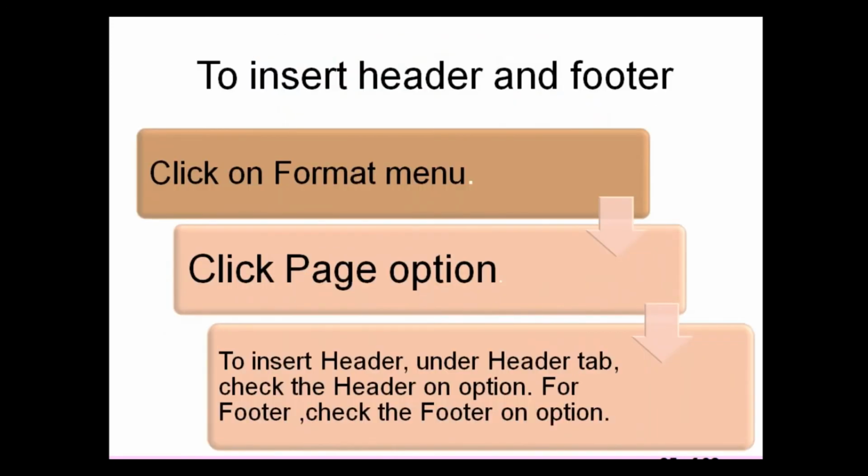Okay. Next is how to insert header and footer. Click on the Format menu from the menu toolbar. After that, click on the Page option. After clicking on the Page option, you will get a dialog box in which, to insert header, under the Header tab, you have to check the Header On option. Okay. For footer, you have to check the Footer On option.